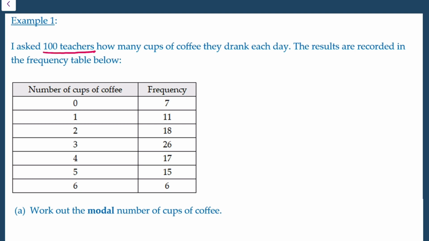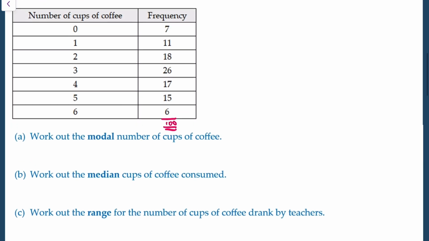I don't need the tally. I don't need 1, 2, 3, 4, 5, 6, 7. I just need the total here. The frequency is the total, 7. So 7 people drink 0 cups of coffee a day. 11 people drink 1 cup of coffee. 18 people drink 2 cups of coffee, etc. So this is my frequency table, and I know the total here will be 100 because it tells me that in the question. And if it doesn't tell me that, then I just add up the frequency column to get my total. Right, so there are 4 questions here.